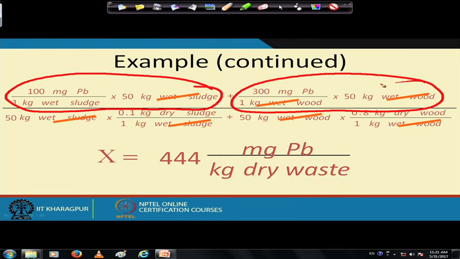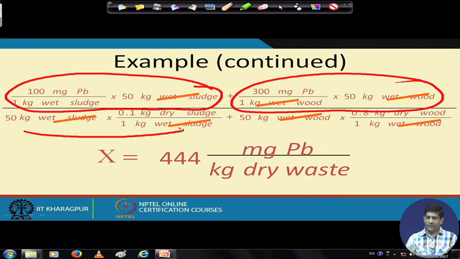So this is the mass of the two sources of lead, source 1 and source 2. We add them together, and that's the total amount of lead present in the mixture. But we need to find their concentration per dry waste. So we need to find out what the dry mass is from this and what the dry mass is from this. So how will we do that?